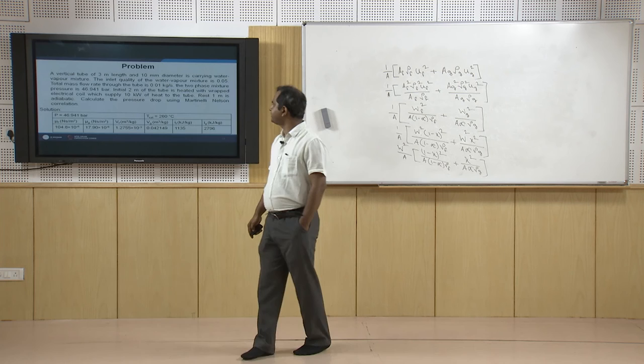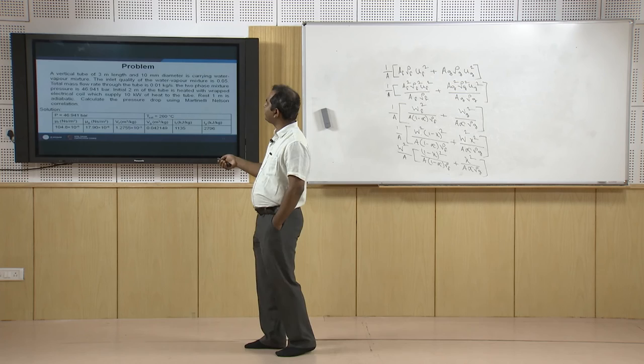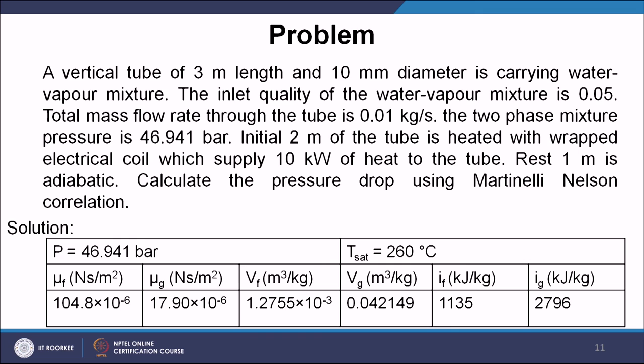Let us see a problem statement related to the separated flow model. The problem is like this: a vertical tube of 3 meter length and 10 millimeter diameter is carrying a water vapor mixture. The inlet quality of the water vapor mixture is 0.05. Total mass flow rate through the tube is 0.1 kg per second. The two phase mixture pressure is 46.941 bar. The initial 2 meters of the tube is heated with a wrapped electrical coil, which supplies 10 kilowatt of heat to the tube. The remaining 1 meter is adiabatic. So, we are having two sections, a heated section and an adiabatic section. Calculate the pressure drop using Martinelli-Nielsen correlations.